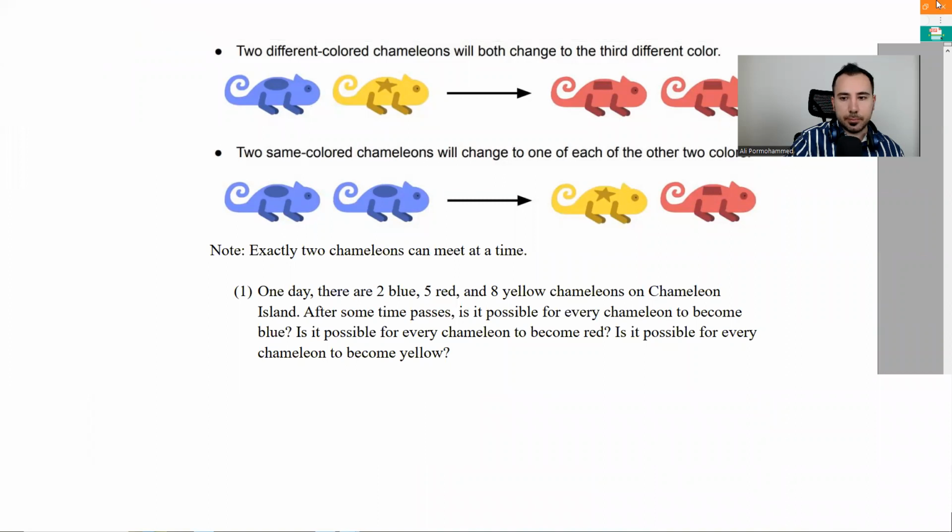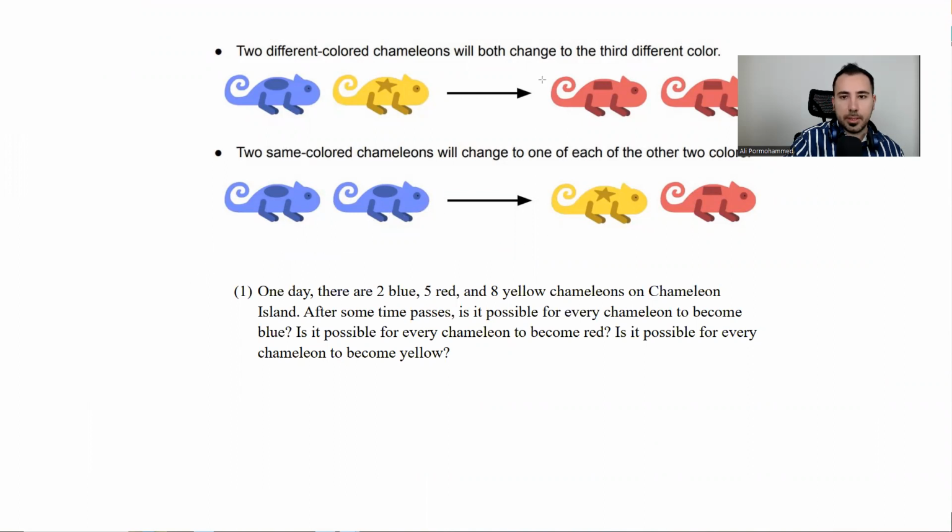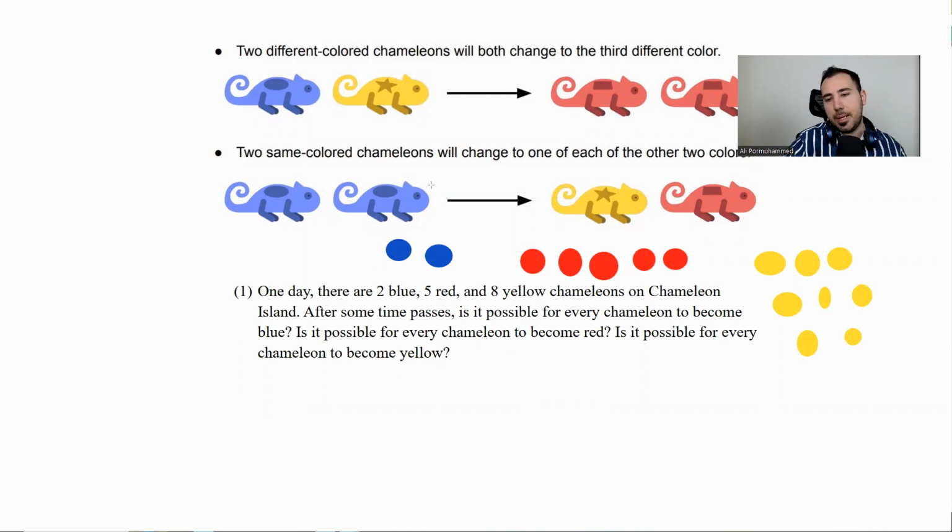Is it possible... I'm gonna keep this here. So we have two blues, 5 reds, and we have 8 yellows. Okay, the first question. Is it possible that all of them become blue? To make all of them blue, okay.